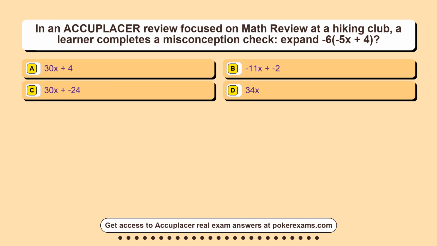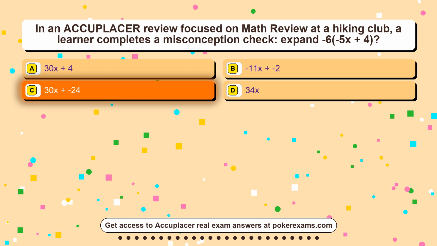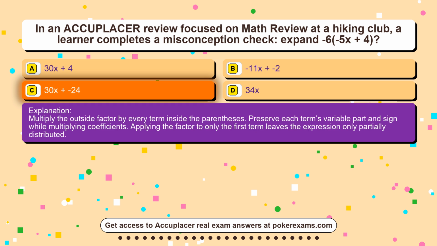Question 17. In an Accuplacer review focused on math review at a hiking club, a learner completes a misconception check. Expand -6(-5x + 4). Option A, 30x + 4. Option B, -11x + -2. Option C, 30x + -24. Option D, 34x. The correct answer is option C, 30x + -24. Multiply the outside factor by every term inside the parentheses. Preserve each term's variable part and sign while multiplying coefficients. Applying the factor to only the first term leaves the expression only partially distributed.